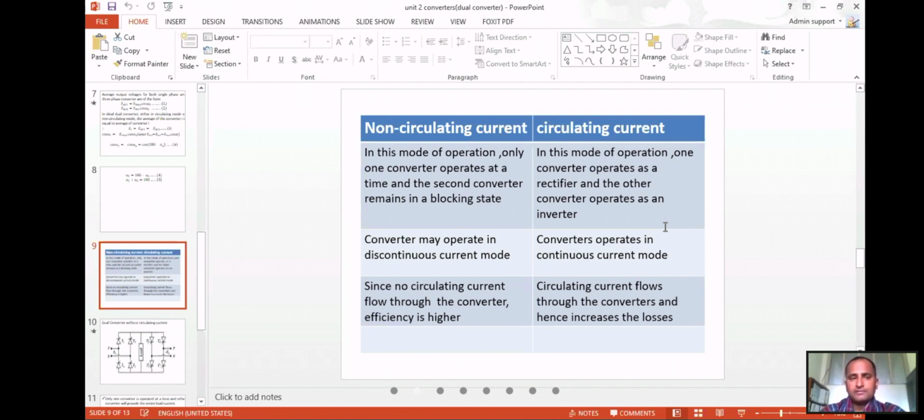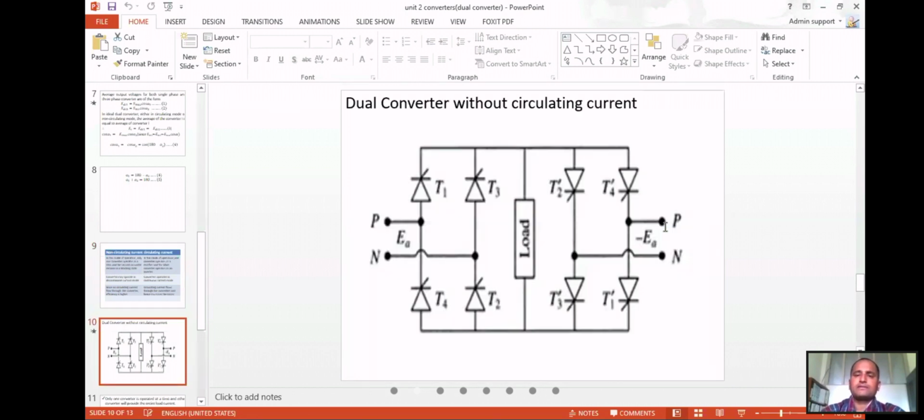And one thing you have to know is that alpha 1 and alpha 2 should add up to 180 degrees, and the magnitude of the voltage will remain constant for both the converters. These things are quite important. So, dual converter without circulating current.